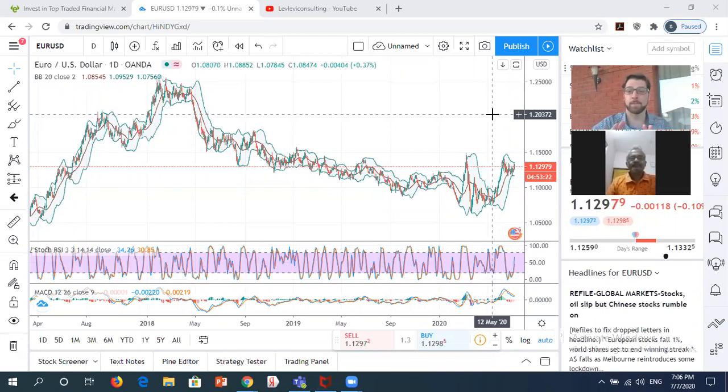Today's main topic is trading indicators. The technical indicators like stochastic RSI, Bollinger bands, and moving average.